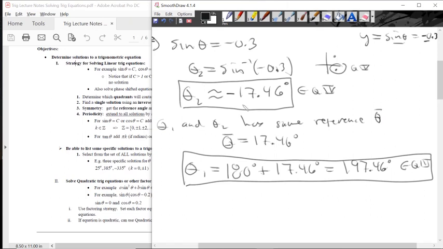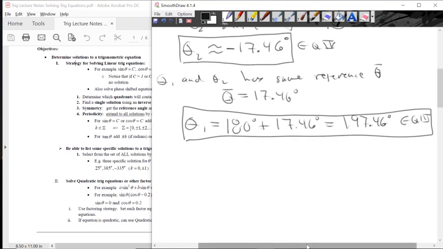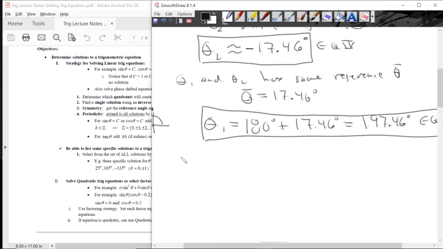So we now have one quadrant 4 solution and one quadrant 3 solution. Now we can extend to find all solutions for theta.